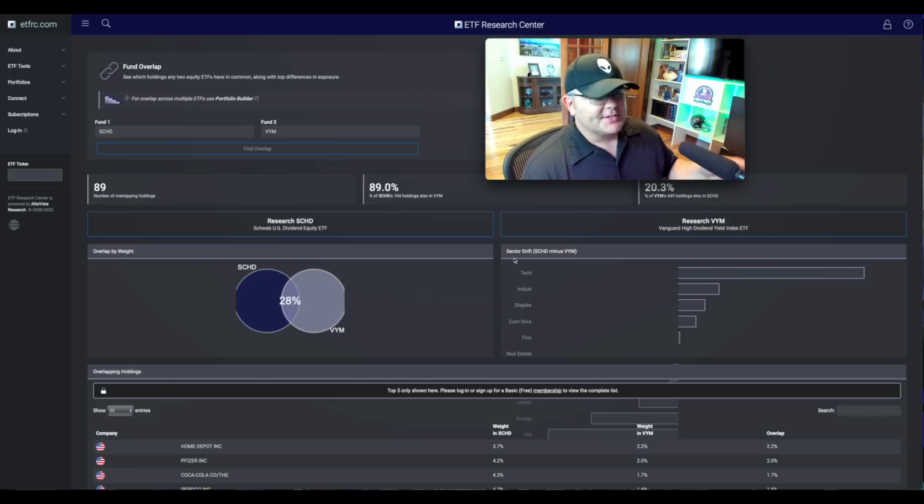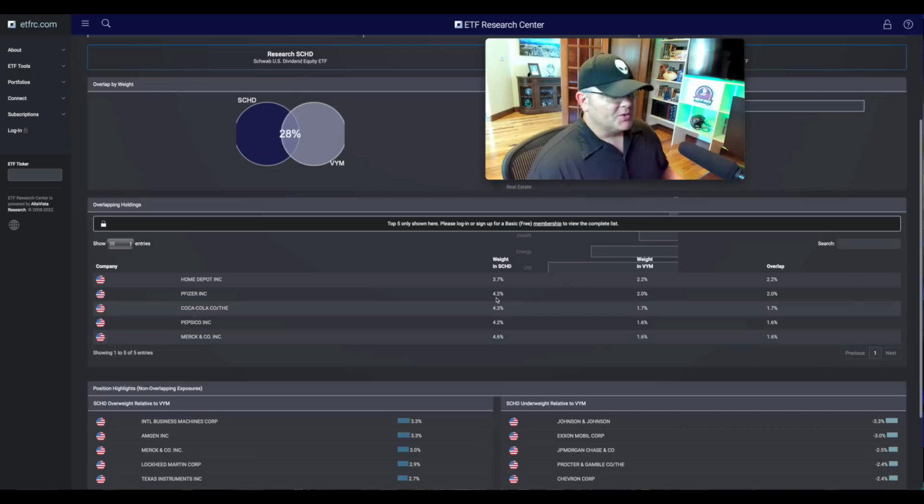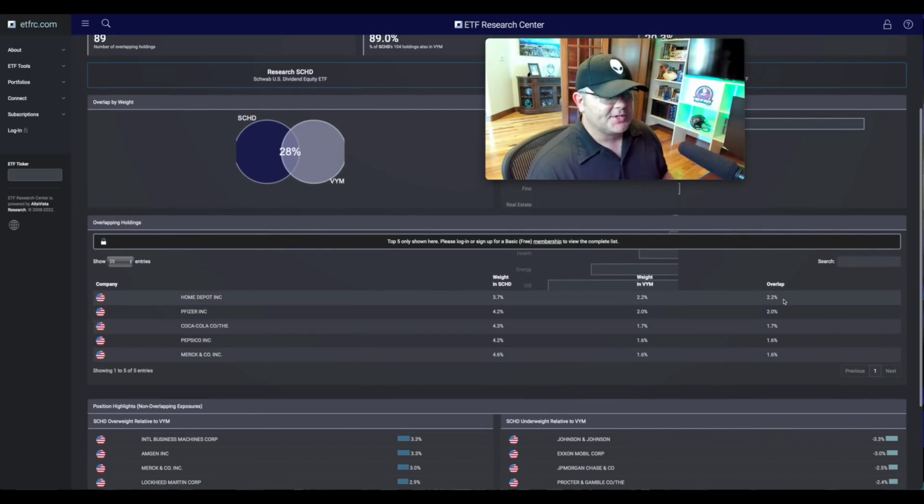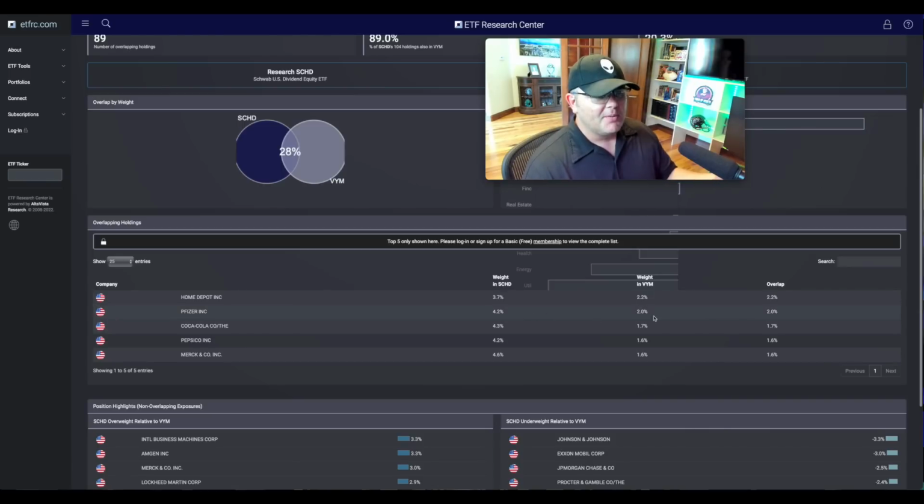And if you look at the sector drift, you take SCHD minus VYM, you can see tech. Here's the difference here. Tech 10.4%, industrials 2.3, staples 1.5, communications 1%, financials are about par. So Home Depot, the weight in the Schwab one is 3.7%. VYM is 2.2%. They have an overlap of 2.2%. Pfizer's the next one. You've got 4.2% in Schwab, 2% in VYM. That's a 2% overlap, and so on.